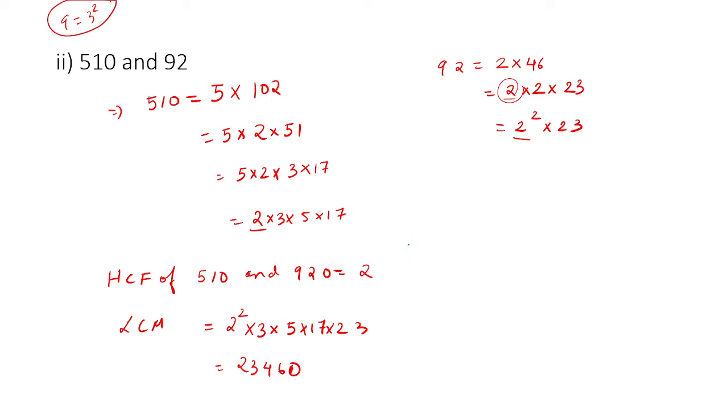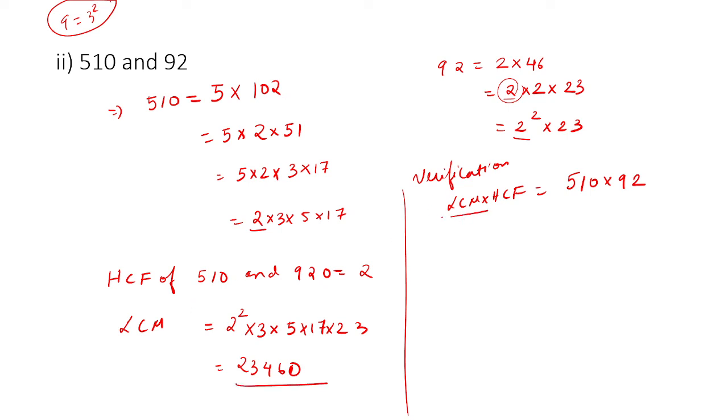Now quickly moving on, we'll try to find out the verification step. Verification tells us that the LCM into HCF is equal to the product of the two numbers, which is 510 into 92. LCM is given as, what did we find out for LCM? LCM is 23,460. The HCF is 2.